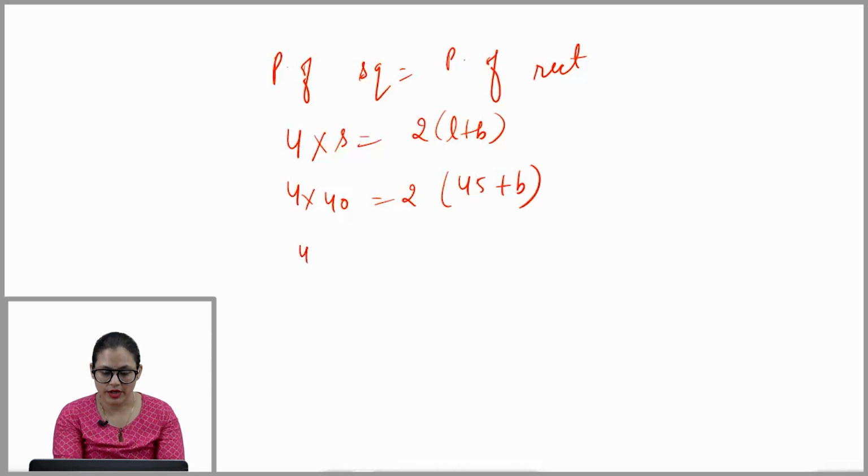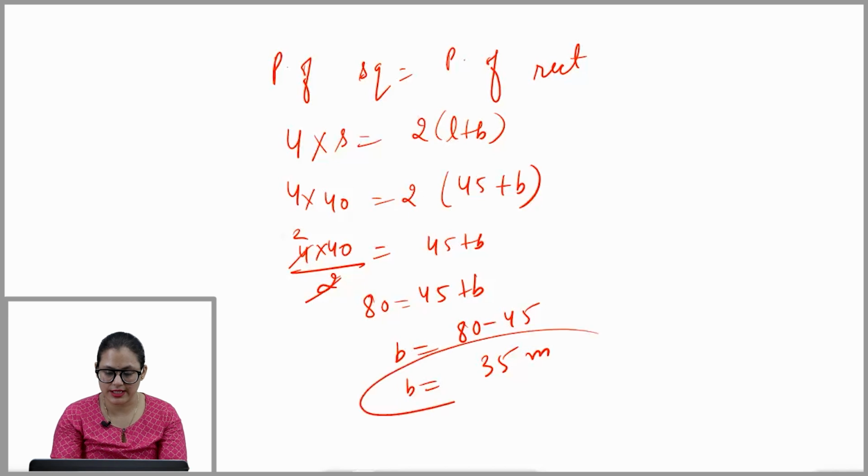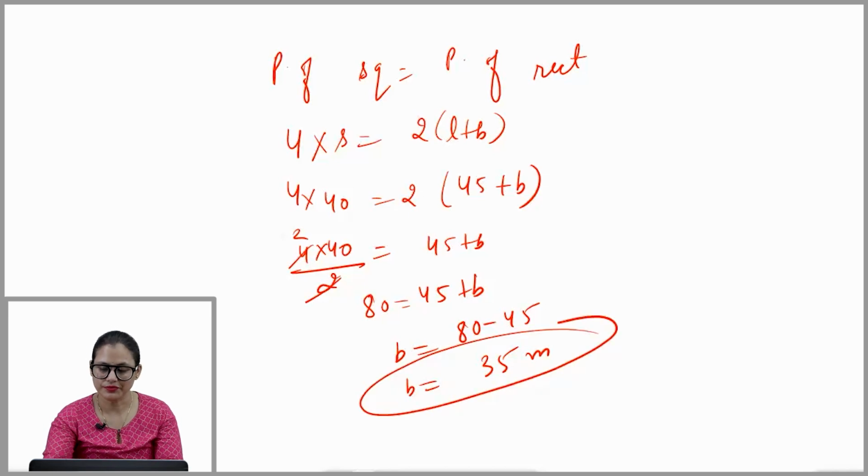4 into 40 is equal to 2 into 45 plus b. 4 2s are 80. 80 is equal to 45 plus b, or b is equal to 80 minus 45. b is equal to 35 meter. This is the breadth. Now find the area.